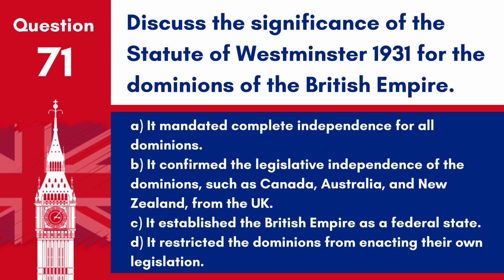Question 71. Discuss the significance of the Statute of Westminster 1931 for the dominions of the British Empire. A. It mandated complete independence for all dominions. B. It confirmed the legislative independence of the dominions, such as Canada, Australia, and New Zealand, from the UK. C. It established the British Empire as a federal state. D. It restricted the dominions from enacting their own legislation.